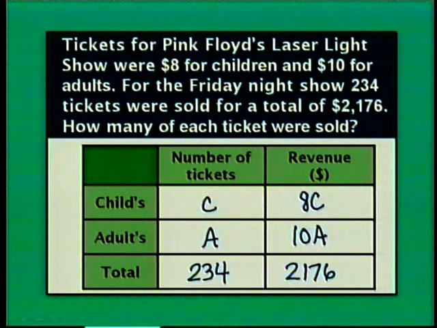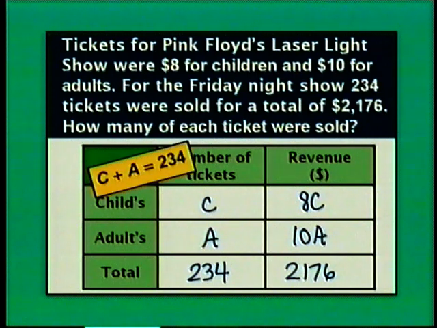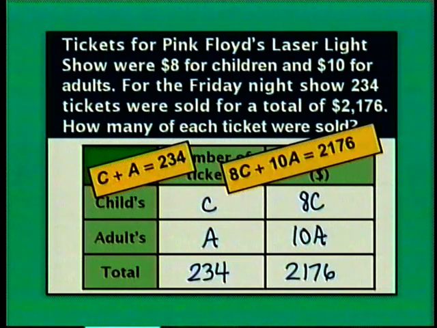Now these two columns in the table actually lead to my equations in my system. In the first column, if we add up the number of children's tickets that were sold and the number of adults' tickets that were sold, we should get 234. C plus A is 234. If we, in the second column, add up the revenue from the children's tickets to the revenue from the adults' tickets, we should get our total revenue of $2,176. So 8C plus 10A equals 2,176.